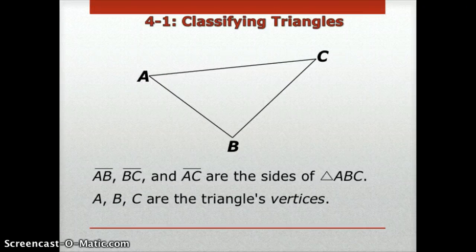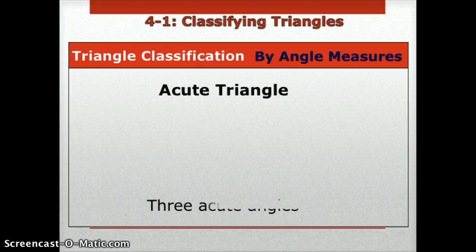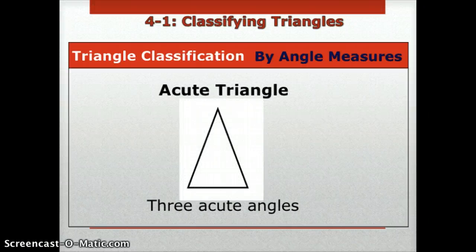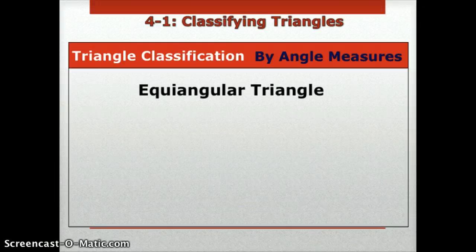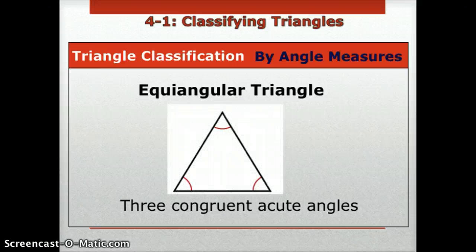So now we're going to work on triangle classifications by angle measures. So if all three angles in a triangle are acute, we call it an acute triangle. So three acute angles. We also have equiangular, which is also acute. But if those three acute angles are all the same, then we call it equiangular. Notice if they're the same, they have equal measures, or the angles are congruent. So they would have the little symbols on here.